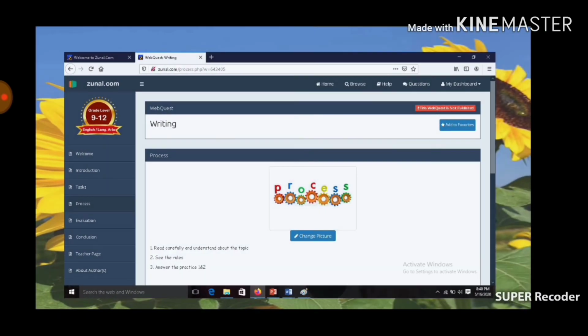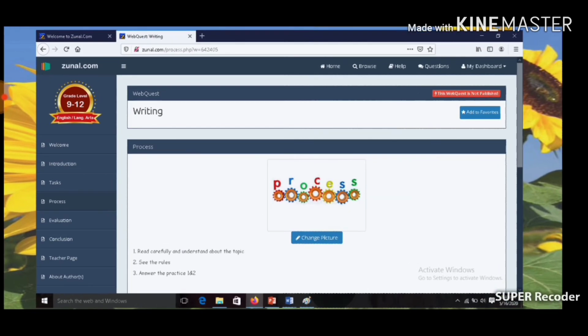Next is process. The steps the student should take to accomplish the task. For the material, the process is 1. Read carefully and understand the topic. 2. See the rules. 3. Answer practice 1 and 2.